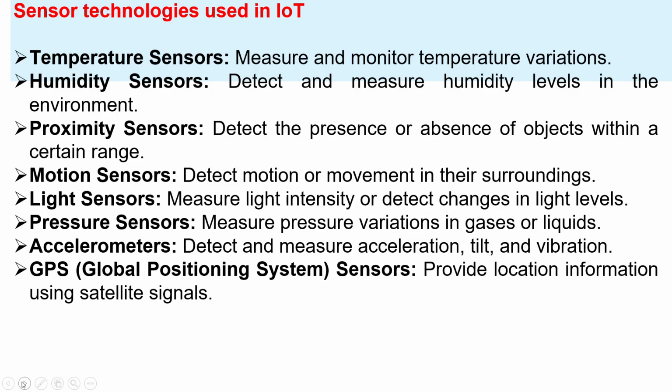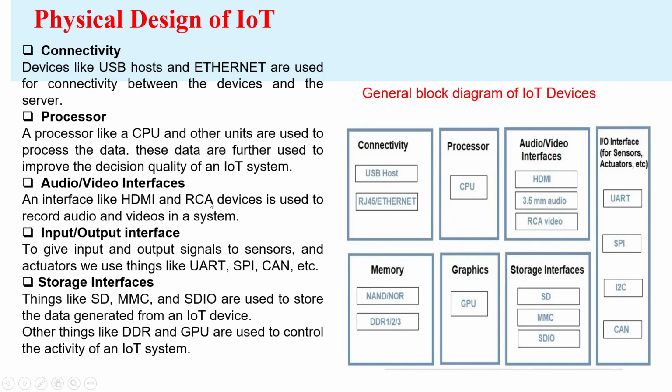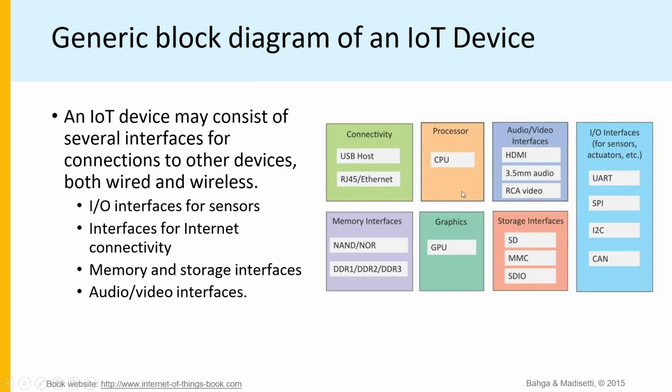Now let us go to the second part of the physical design. This is the general block diagram of IoT devices. Let me show you the next slide because the diagram will be very clear. It consists of a total of 7 parts. The first part is connectivity.